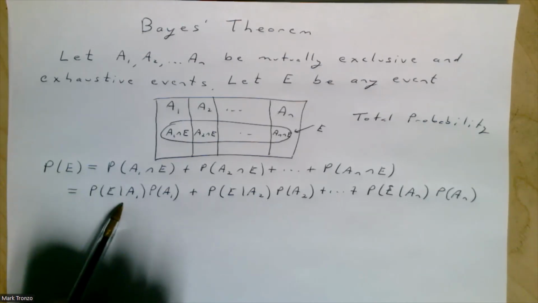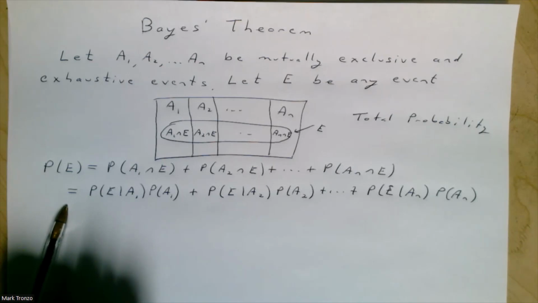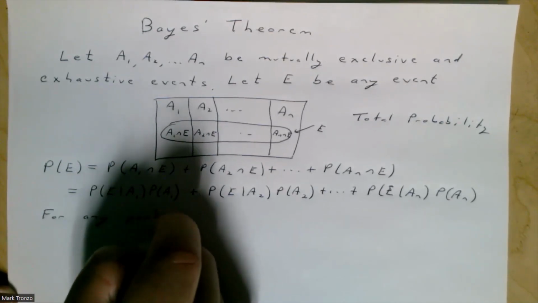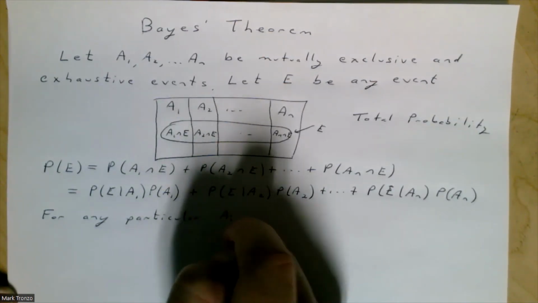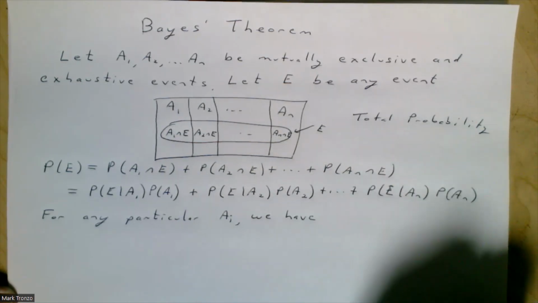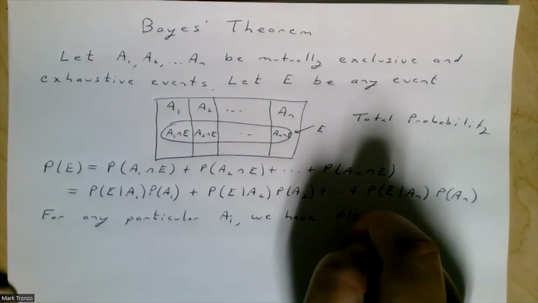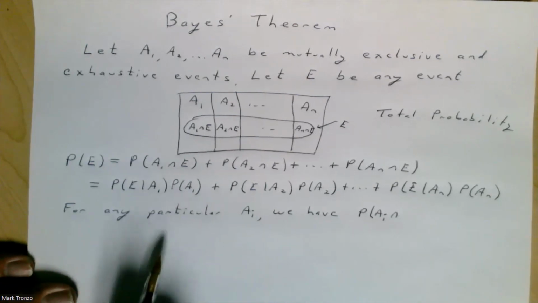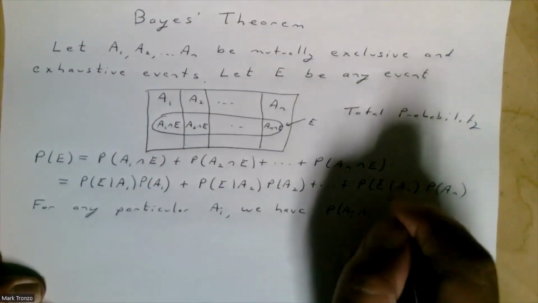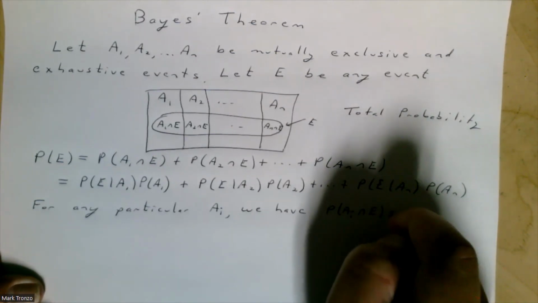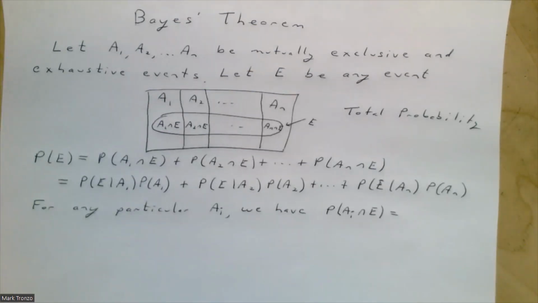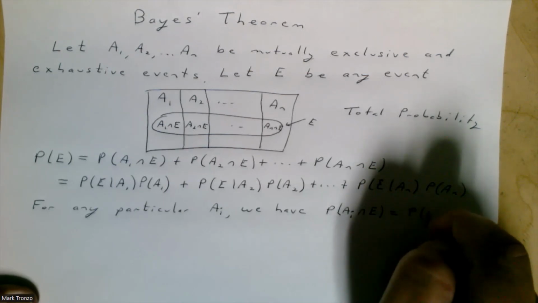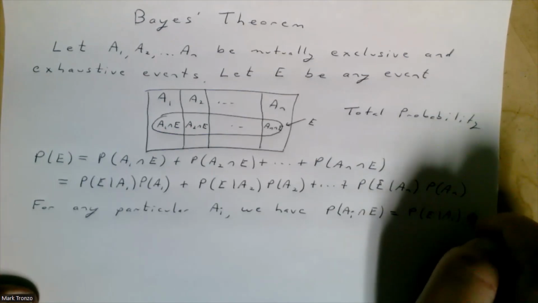So we have, this is the probability of E, and then also, let's say for any particular AI, we have the probability of AI. So for any particular AI, we have P(AI intersection E) is going to be equal to P(E given AI) times P(AI).